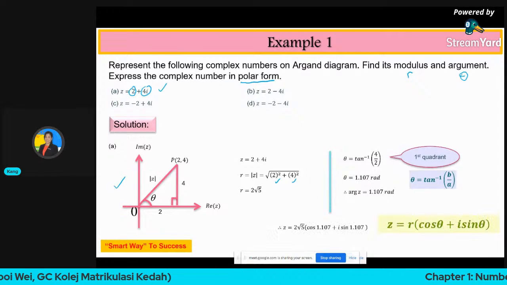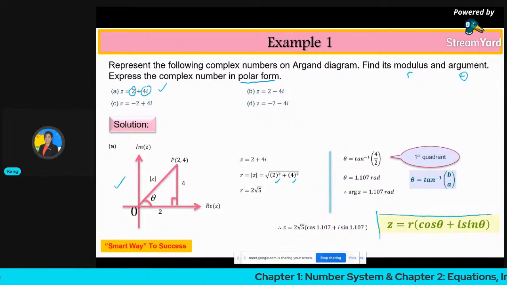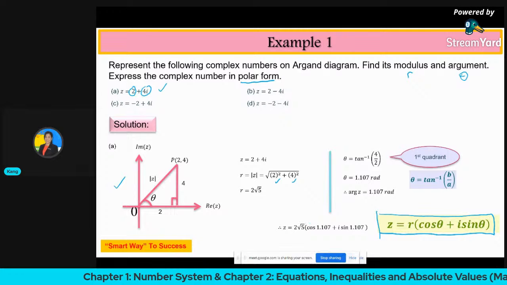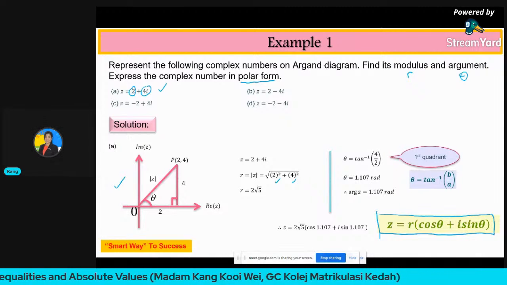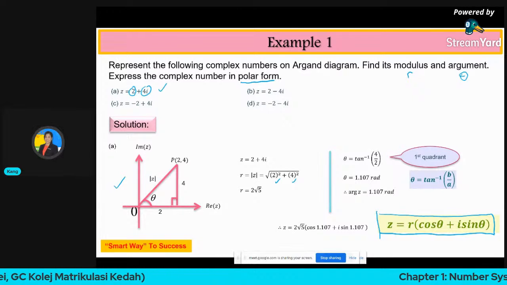After that, for the final answer, we write it down in polar form. This is the formula for the polar form. We need to memorize it. Then we just substitute r with 2 root 5 and theta is 1.107. So Madam only discussed part A. Parts B, C, and D use the same method to solve, so that one is for your self-learning.